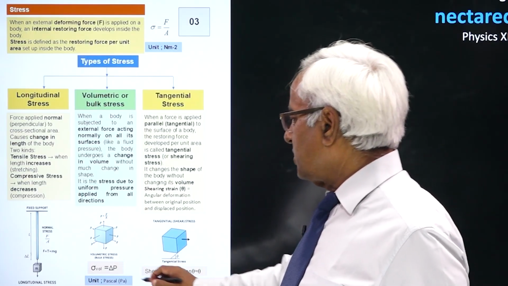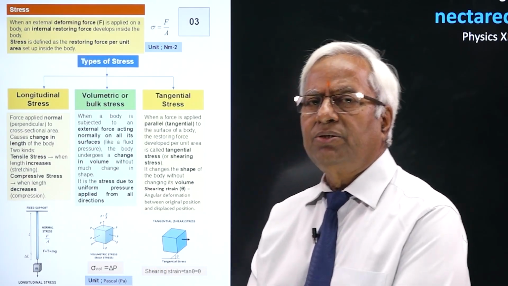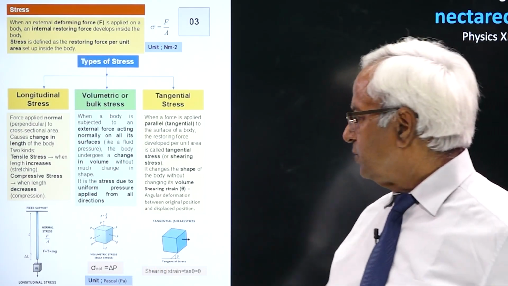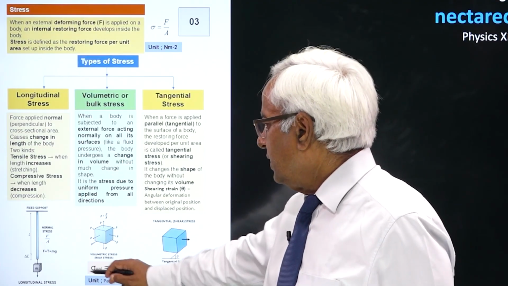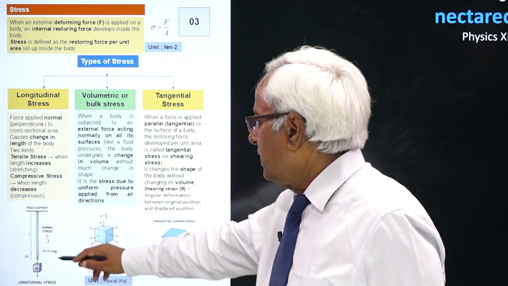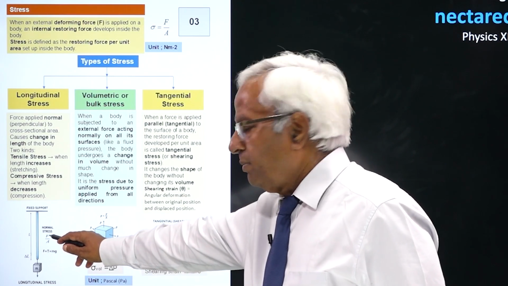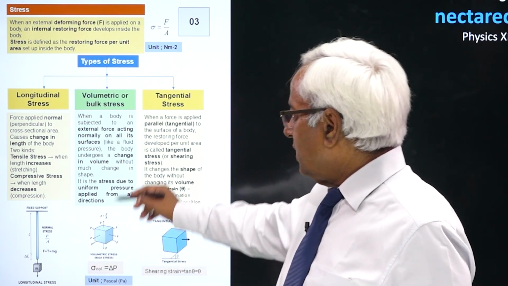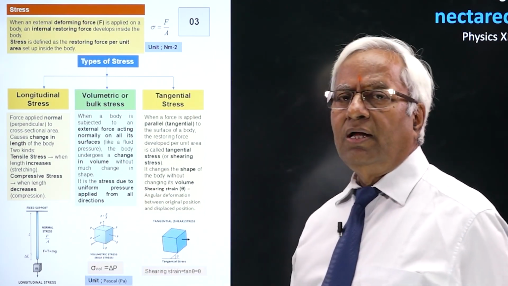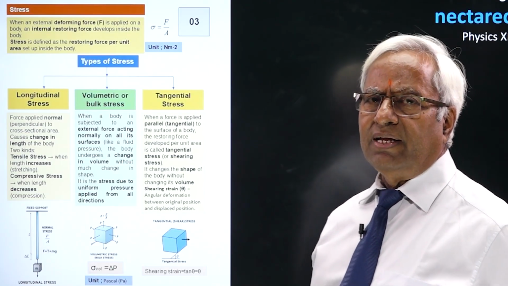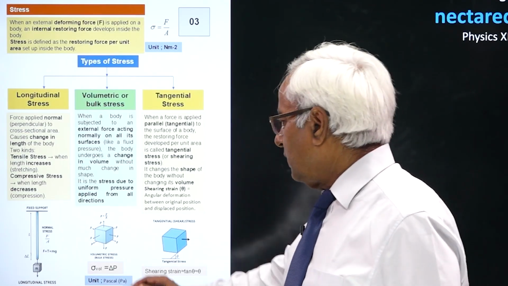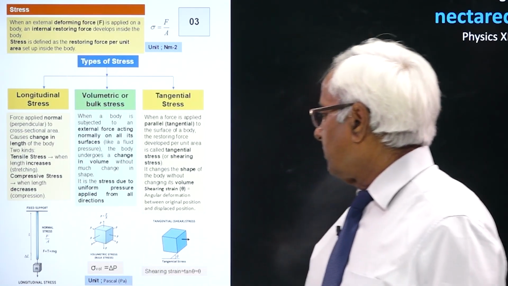You see, stress is force upon area and pressure too is force upon area. So, you could say the longitudinal stress is force upon area. If the force is mg, you will replace force by mg. Here, if the normal force applied is F and the area is A, again you will get the same value as that of the pressure.